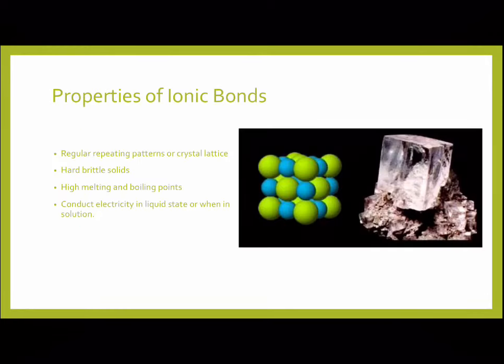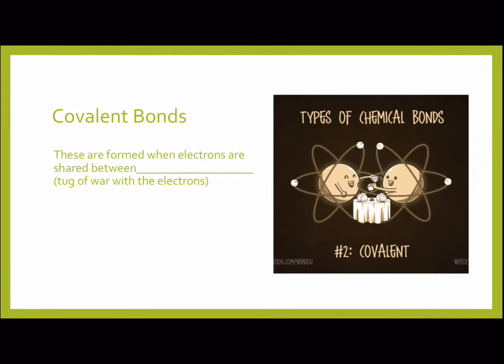Some properties of ionic bonds are that they have regular repeating crystal lattices. You can see that they have this repeating pattern in the picture, and they form these crystals. They also are hard, brittle solids at room temperature. They have high melting and boiling points, and they can conduct electricity when they're in a liquid state or in solution. They will not conduct when they're solids.